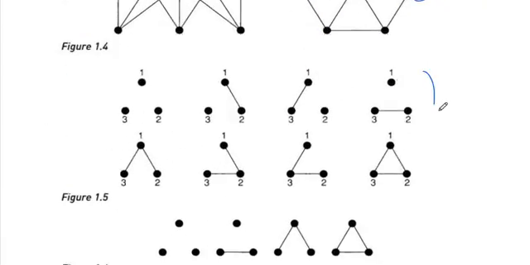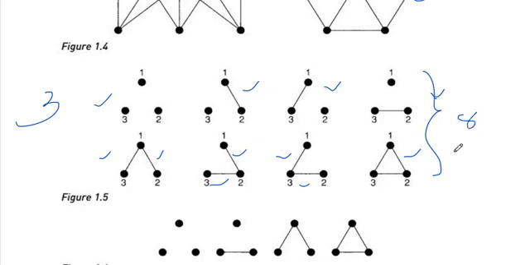Let's take an example. This is a labeled graph. Now we have only 3 vertices, so we can make 8 types of graph: without edges, with only 1-2 edge, with only 1-3 edge, with only 3-2 edge, with 1-3 and 1-2 edges, with 1-2 and 2-3 edges, with 1-3 and 3-2 edges, and with all the edges. So there are 8 possible graphs if we label the graph.